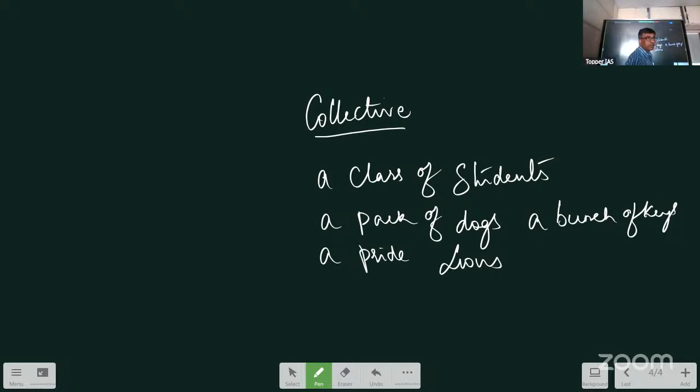Understood? A bunch of keys, a pack of lions, a school of fish, a battery of advocates. Now, when I make a collection, it should be of similar kind. It is compulsory. Did you understand? Okay. Now, can I make this plural?